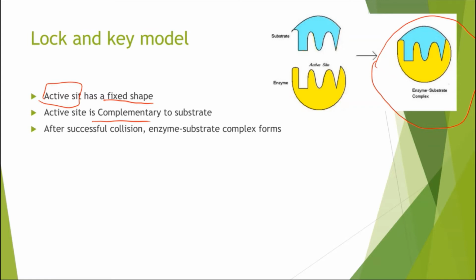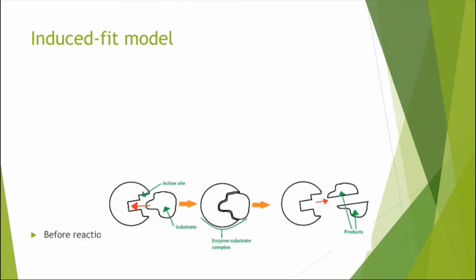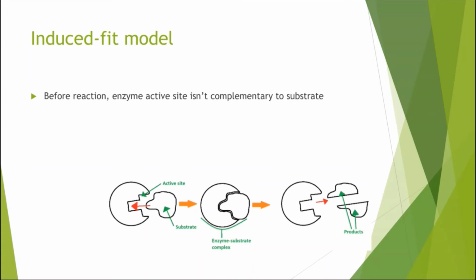So this was the lock and key model, but this is not used anymore, and the model that's used now is the induced-fit model. In this, before the reaction, the enzyme's active site isn't complementary to the substrate. For example, in the picture we can see the active site has this kind of shape, but the substrate has a slightly different shape. As you can see, it's still similar, but it's not exactly the same as what would be shown in a lock and key model.